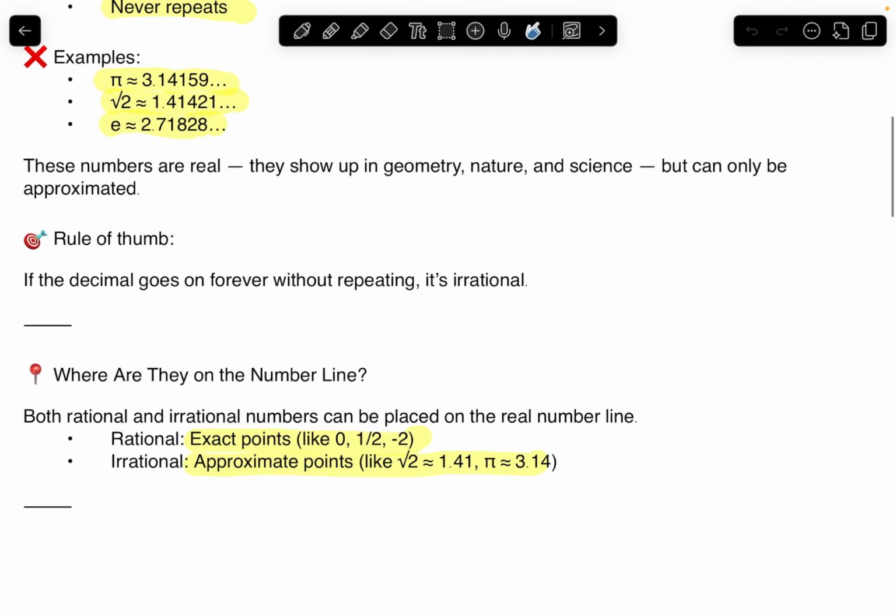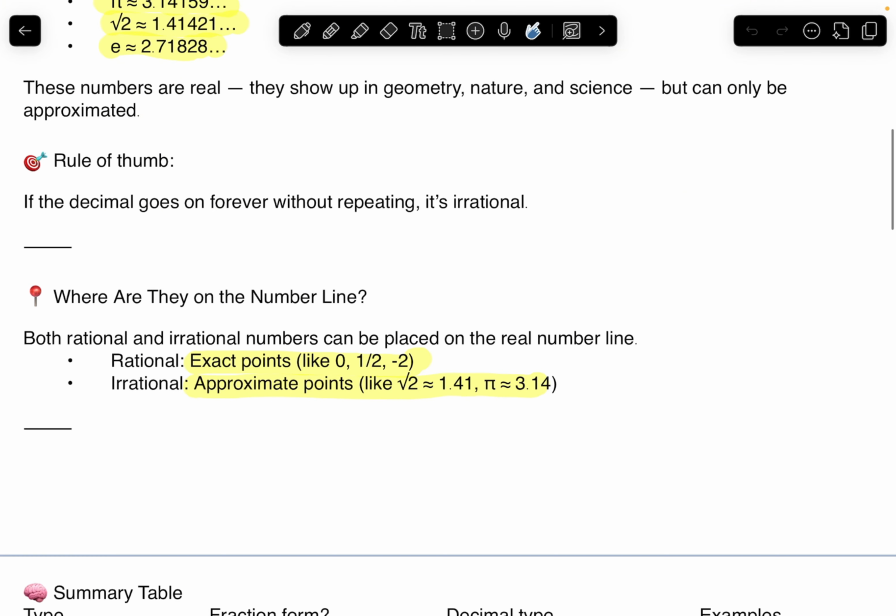Where are they actually on the number line? Both rational and irrational numbers can be placed on the real number line. Rationals are the exact points like 0, 1/2 or -2. Irrationals, on the other hand, are approximate points like the root of 2 or the pi.